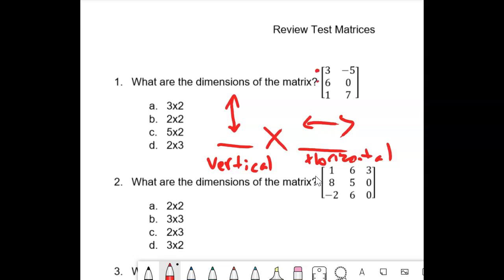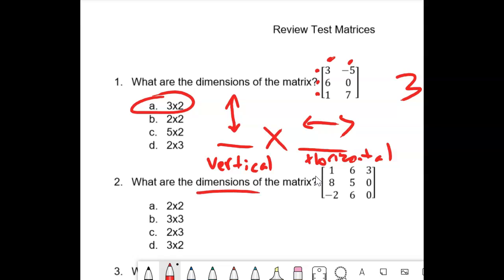So all we got to do is count vertically. So we got 1, 2, 3. So it's 3 by, and now we do horizontal. 1, 2, 3 by 2. Easy. Okay. Remember, this is a grade in Go Formative, so as you're getting these answers, you put them on the Go Formative, turn it in, get your grade, right?